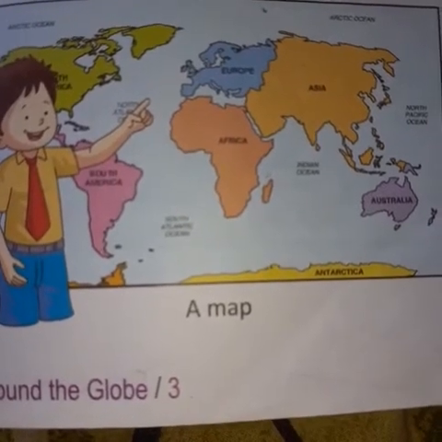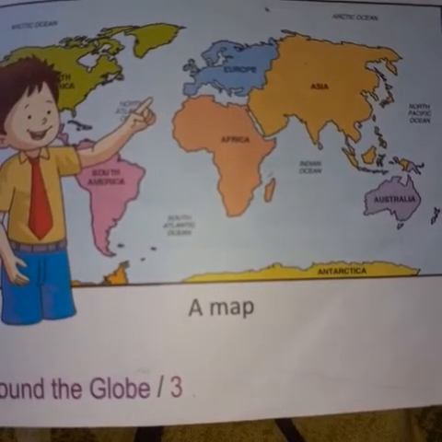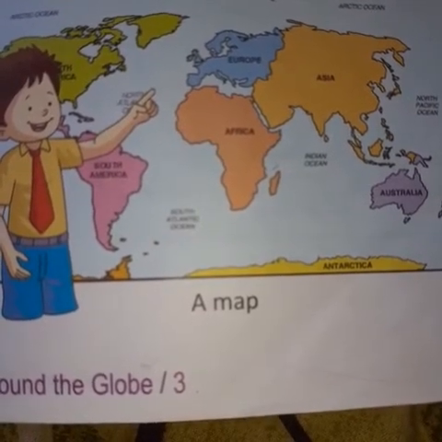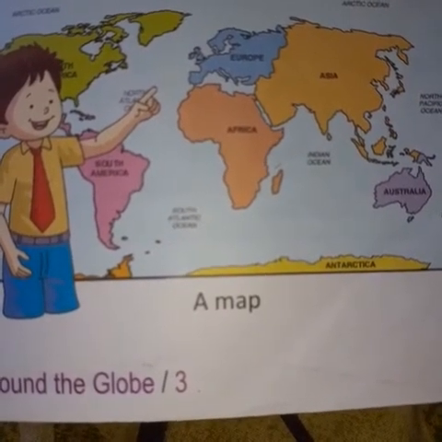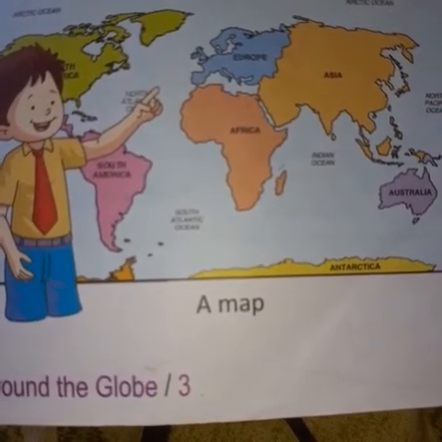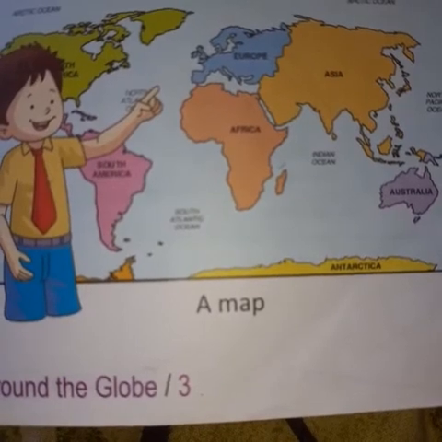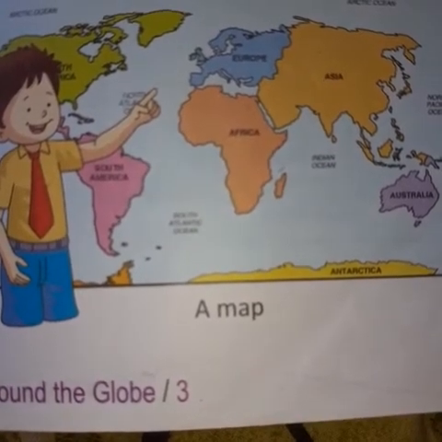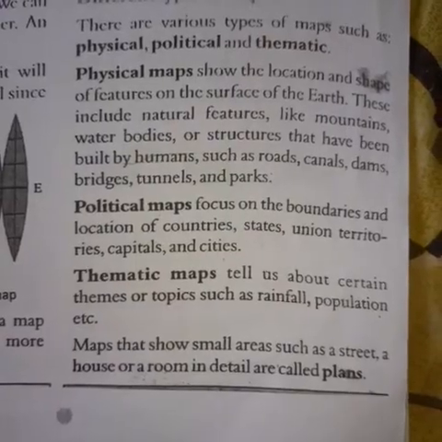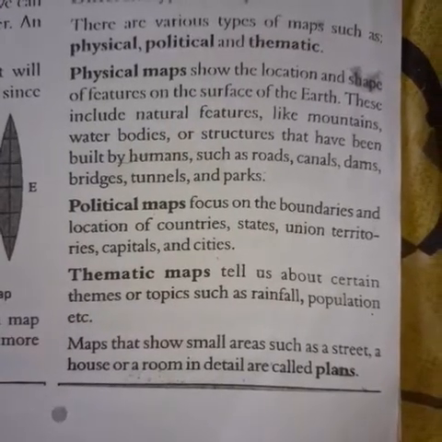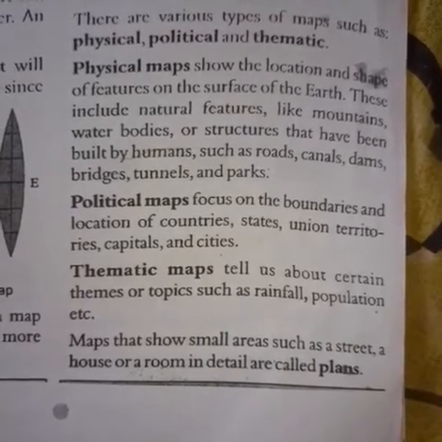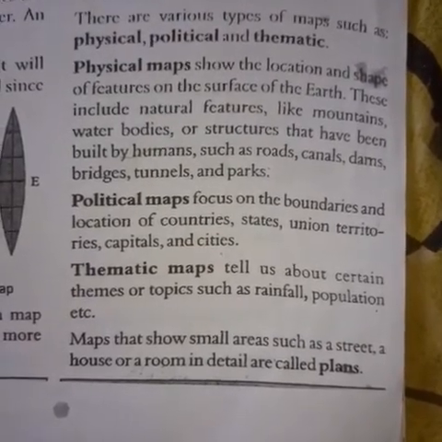Maps are more useful since globes are not easy to carry. Also, a map gives information about places in more detail than a globe. We can look at different places at the same time and compare them on the surface of a map. Now, there are various types of maps such as physical, political and thematic.